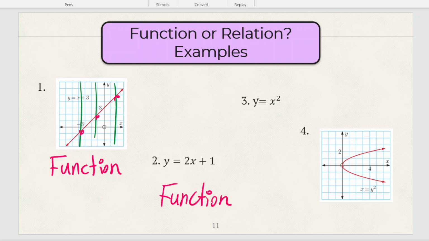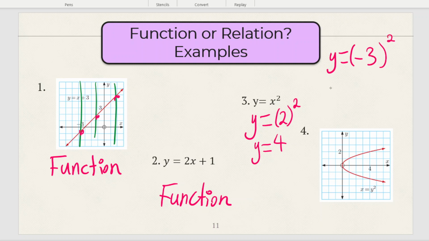Number three, we have y is equal to x squared. If I was to input any number into that x, let's do 2 for example. Let's say, what is y equals 2 squared? That is going to only ever result in a y value of 4. Let's try it with something else. Let's go y equals negative 3 squared. Y is always going to equal 9. So that is a function.